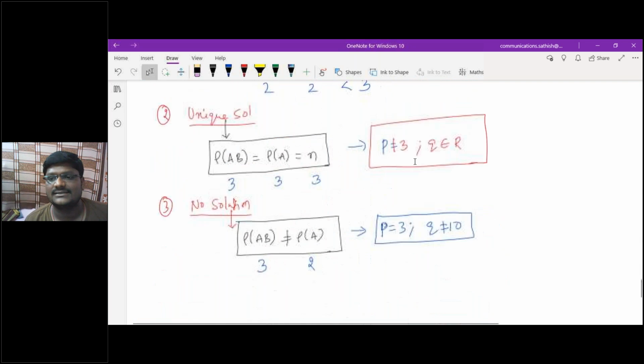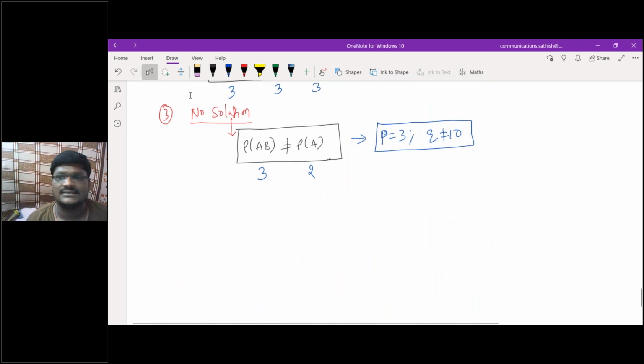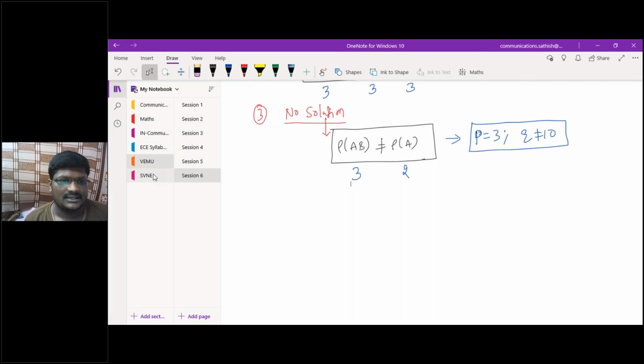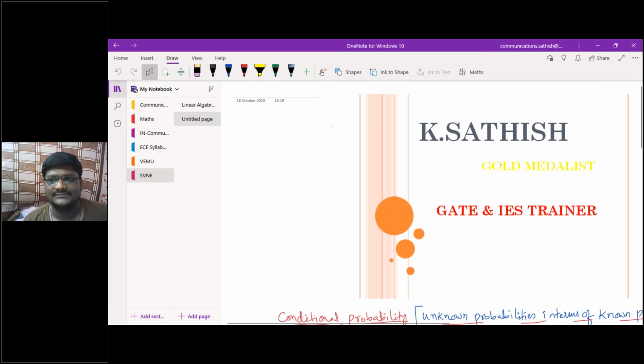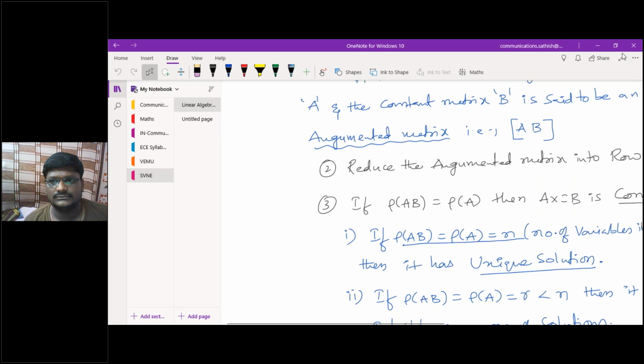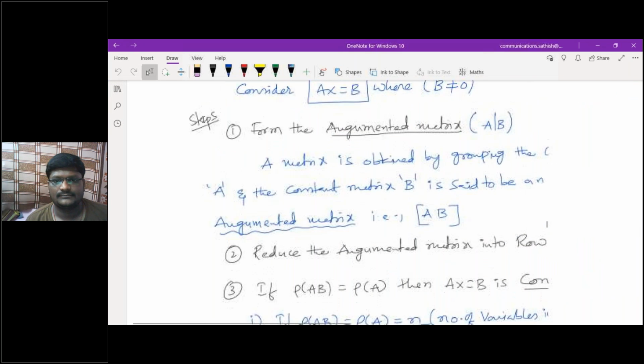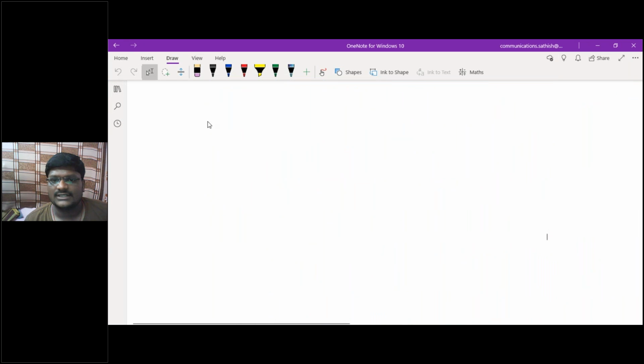And the last concept will be eigenvalues and eigenvectors. That is a theoretical part. I'm just taking that theoretical part here. These notes also I will send you. Don't get bothered.